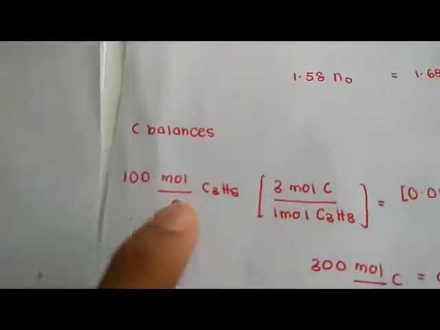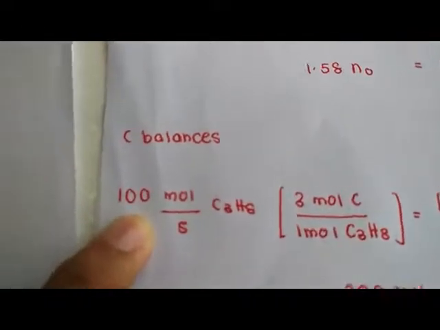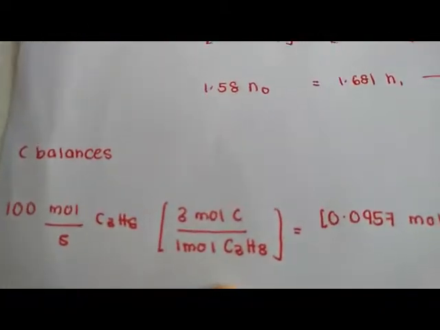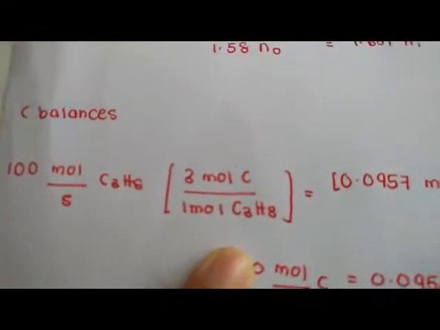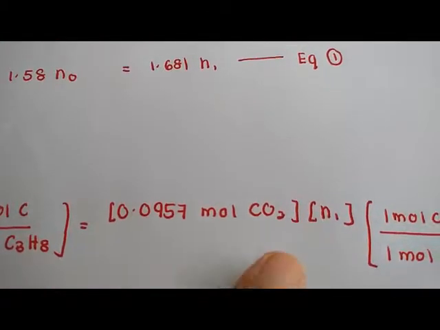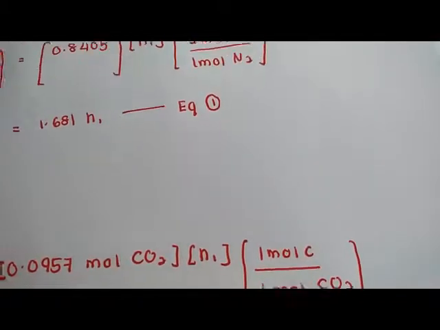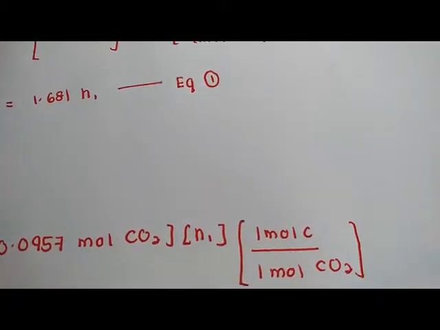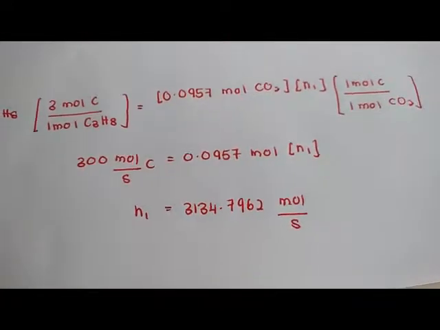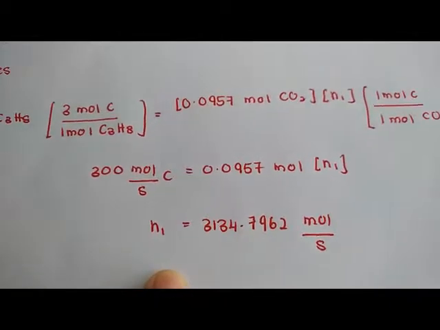Next, we proceed to C balance. For the C balance, we use 100 mole per second for the propane times 3 mole of carbon atomic per 1 mole propane. The outlet is 0.0957 mole carbon dioxide times N1 and times 1 mole carbon per 1 mole carbon dioxide. So from this equation we will find the N1. N1 equal to 3134.7962 mole per second.